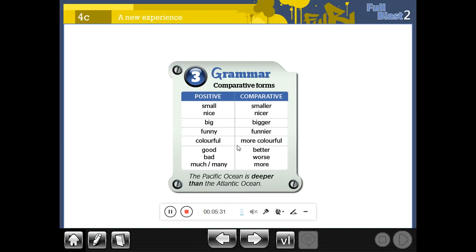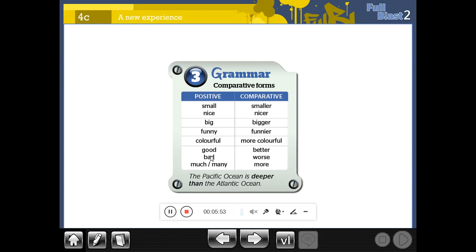Dangerous, beautiful, important, famous, interesting. All these are adjectives that have more than 1 syllable. So we have to put more before the adjective, and after the adjective we add than.